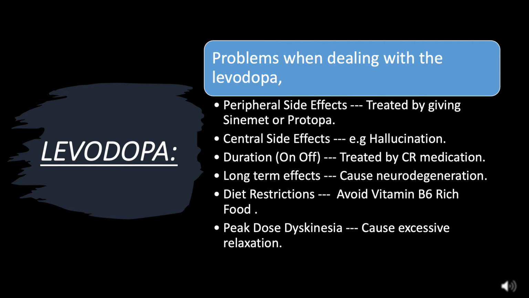Peripheral side effects can be treated by giving Sinemet or Protopa. Central side effects, for example hallucination and on-off duration, can be treated by CR medication. Long-term effects cause neurodegeneration. Diet restrictions: avoid vitamin B6 rich food. Peak dose dyskinesia causes excessive relaxation.